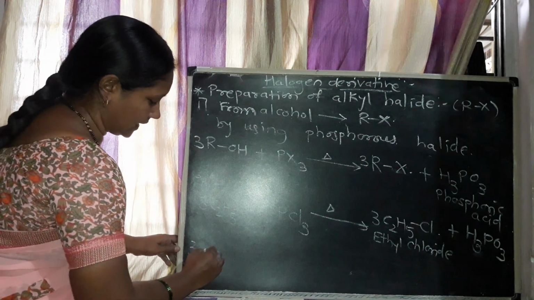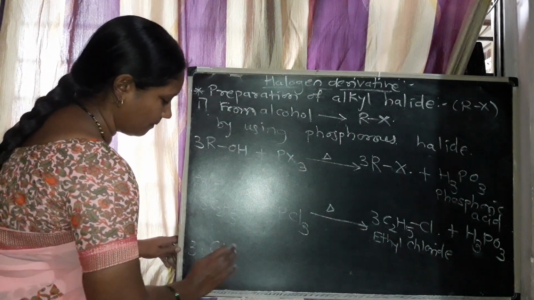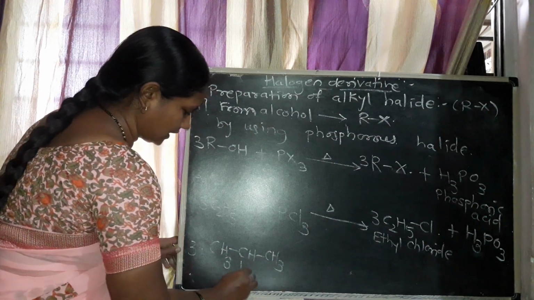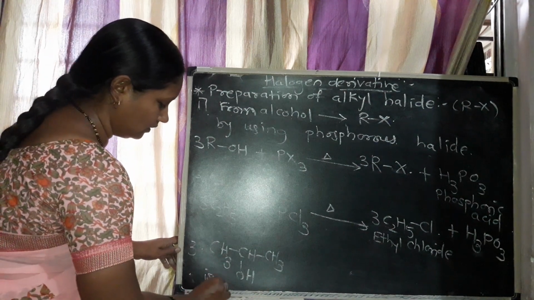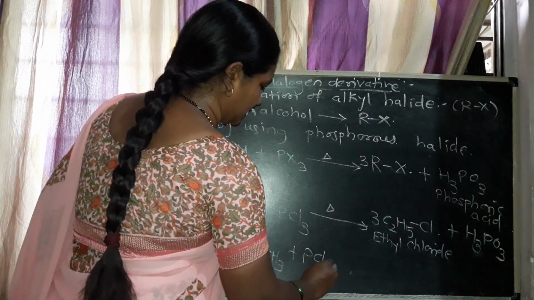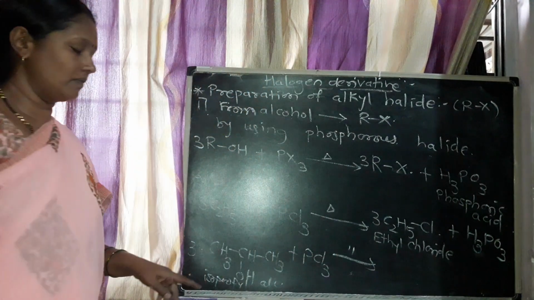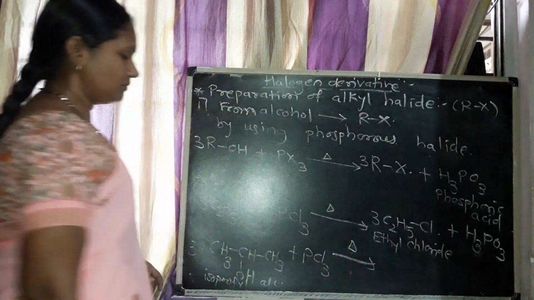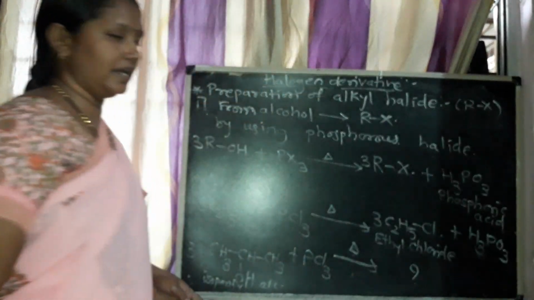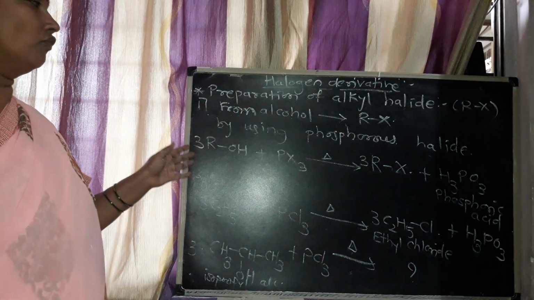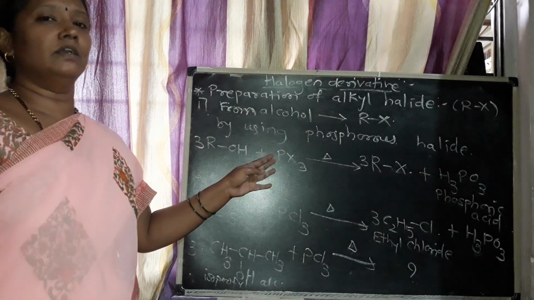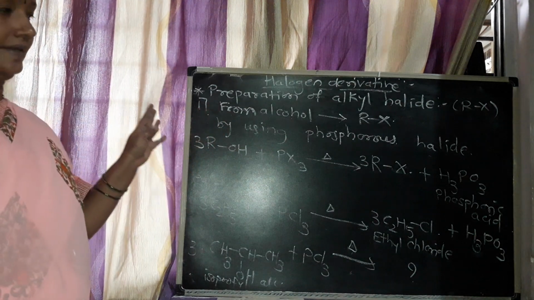Like this, the secondary example: this is the secondary alcohol, isopropyl alcohol. It is reacted with PCl3, same one. On heating, OH is substituted by Cl. Then, friends, you can write this product. Then this is the fourth sub-reaction, that is by using phosphorus halide, we can prepare the alkyl halide.